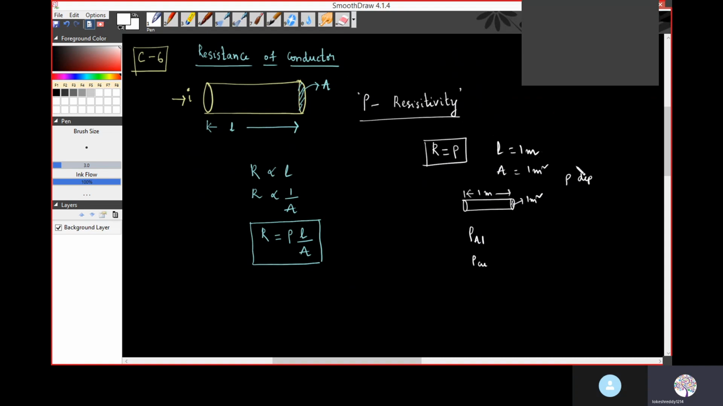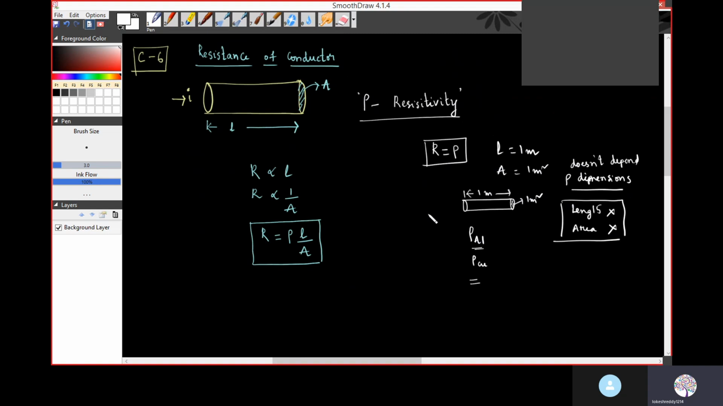So resistivity doesn't depend on the dimensions of the body. Dimensions of the body means it doesn't depend upon length and area, because it is defined per unit length and unit area. It depends upon the nature of the material only.